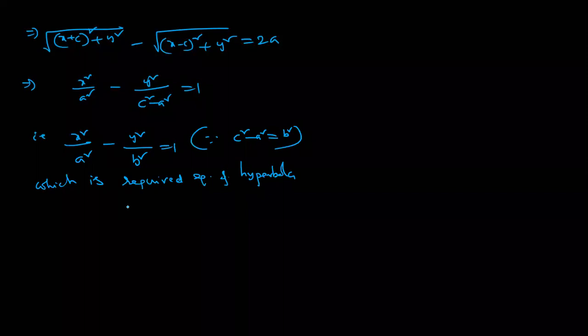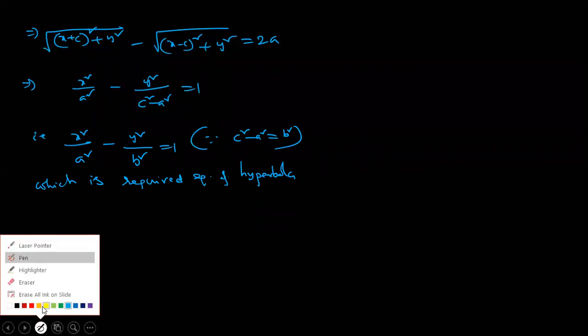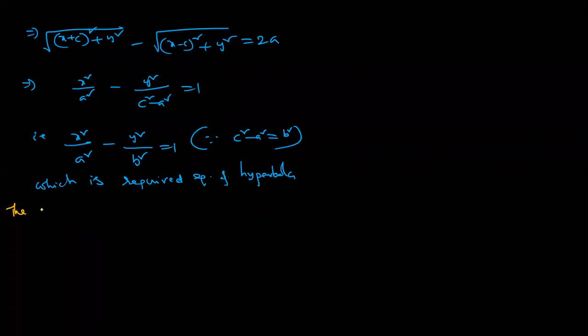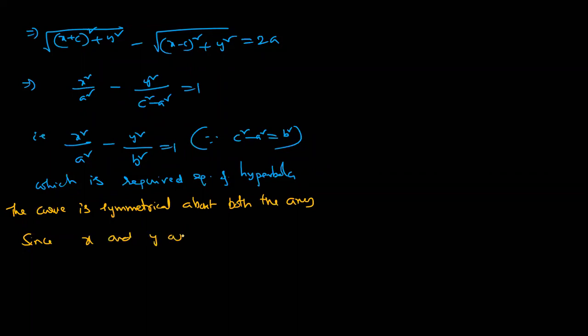Now what are you observing? The degrees of x and y, these are even powers. So, write down that point: the curve is symmetrical about both the axes, since x and y are even powers. That's why I'm writing this. See, that point is very important.